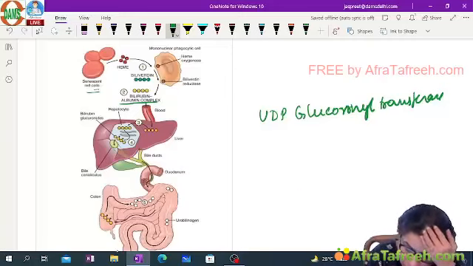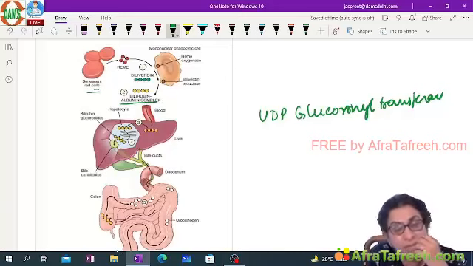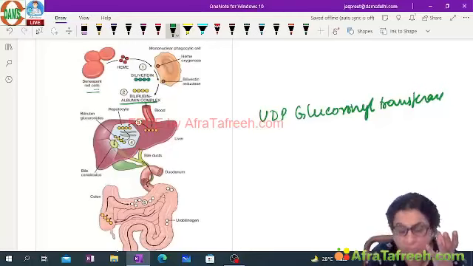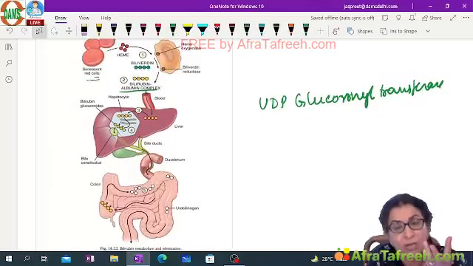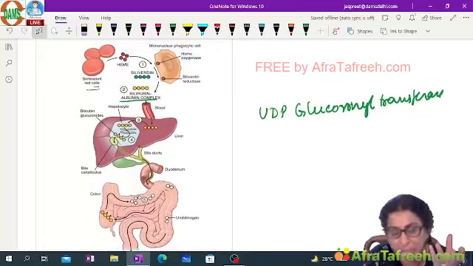Then this conjugated bilirubin comes out of the hepatocytes and goes into the bile. From the bile, it is taken to the intestines. In the intestine, when it reaches the colon, the colonic bacteria deconjugate it and convert it into stercobilinogen, or you also call it urobilinogen, and this is passed out in the feces and is responsible for the color of the feces.